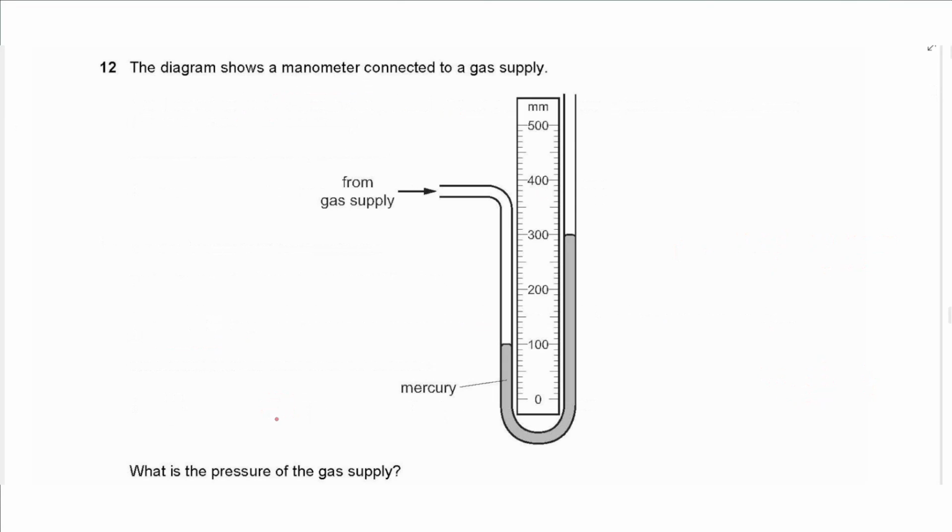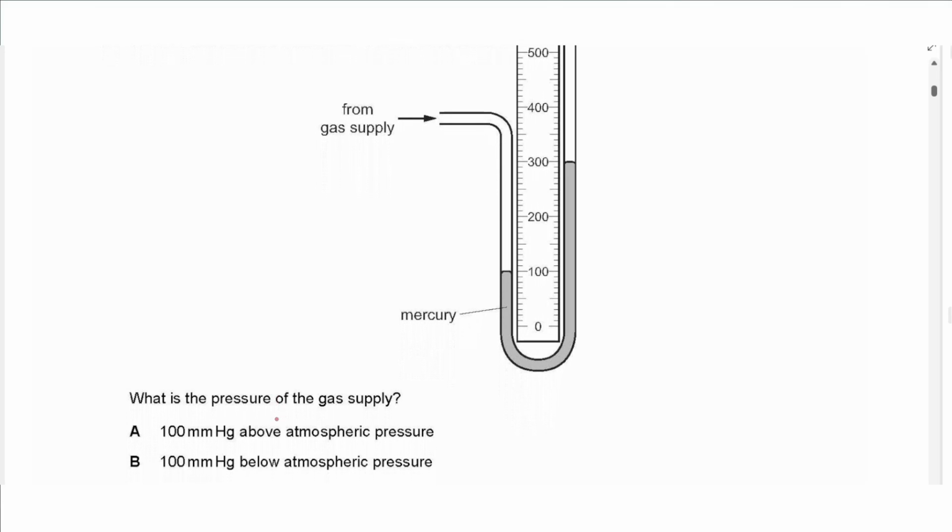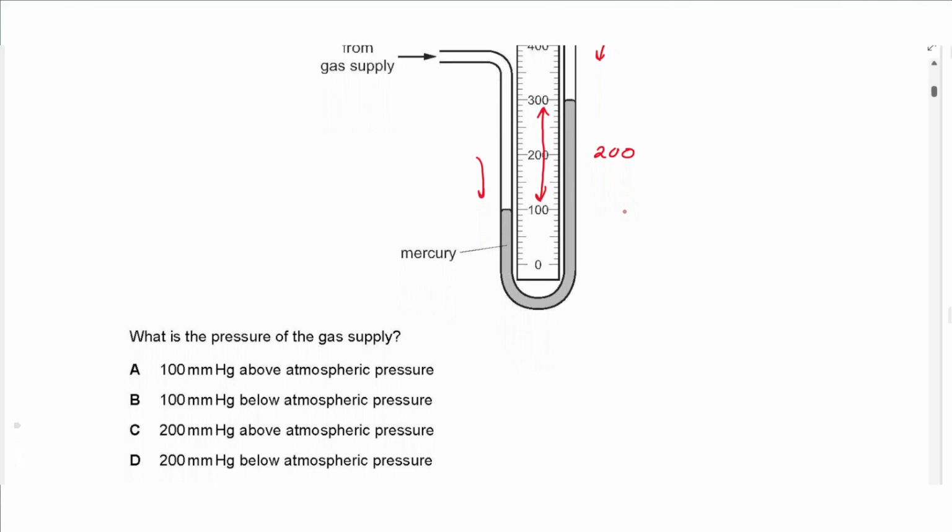Question 12 is about manometers, so you can skip this for the new syllabus. It says the diagram shows a manometer connected to a gas supply. What is the pressure of the gas supply? So it is pushing more than the atmosphere, so it is greater than the atmosphere or above the atmospheric pressure. And the difference between the pressures is from 100 to 300, that's 200 millimeters of mercury. So it is 200 millimeters of mercury above atmospheric pressure, so the answer is C.